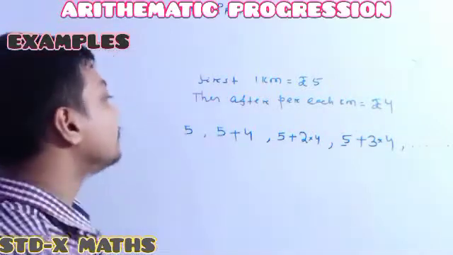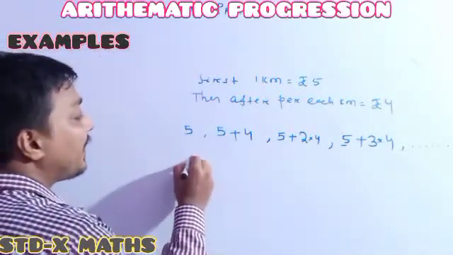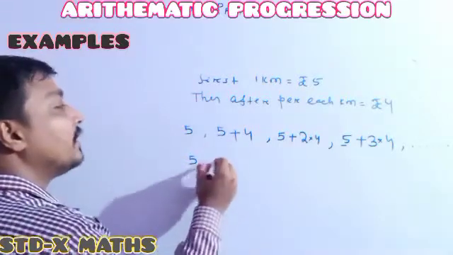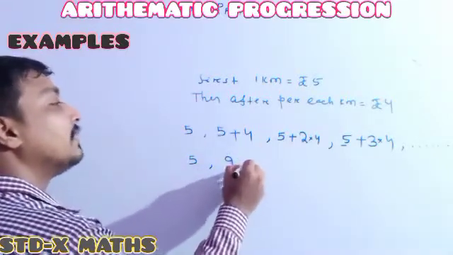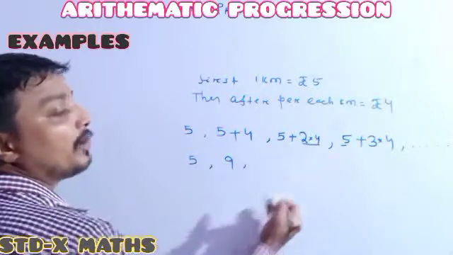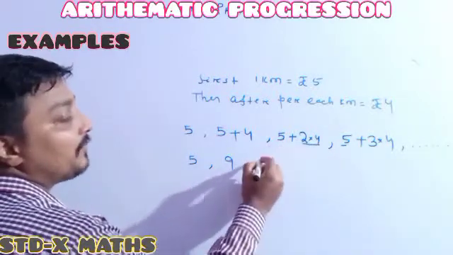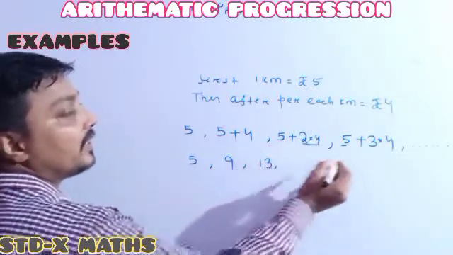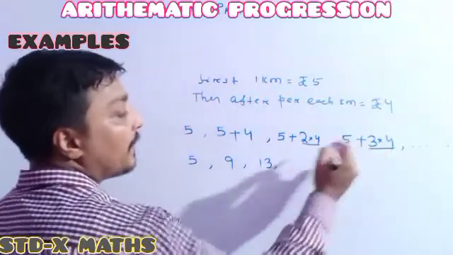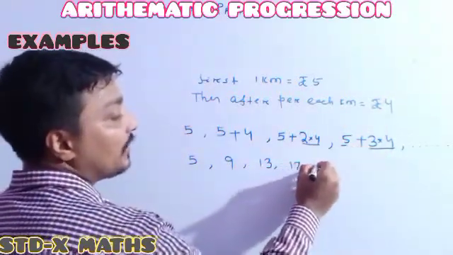Okay. See here the values I am getting. Finally here I am getting 5. This one is 5 plus 4, which is 9. This one is 6: 4 into 2 equal to 8, and 8 plus 5 is equal to 13. Here it is 4 into 3, 12, plus 5, 17. So it will continue.